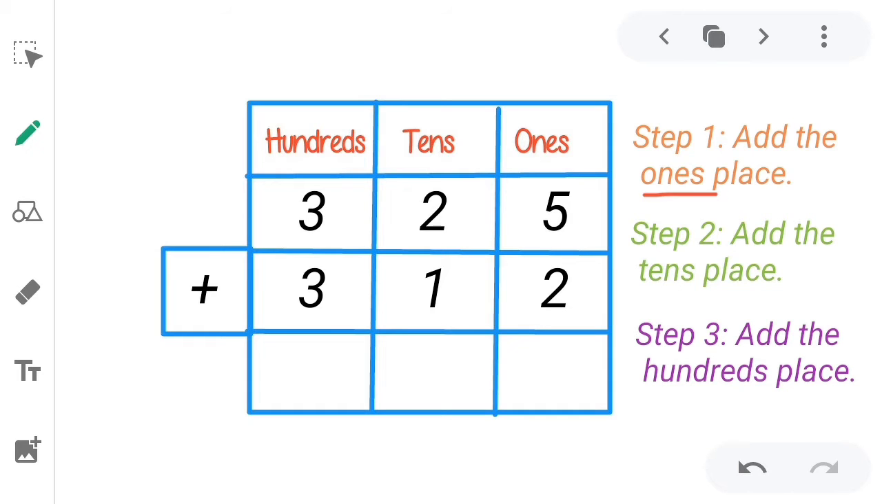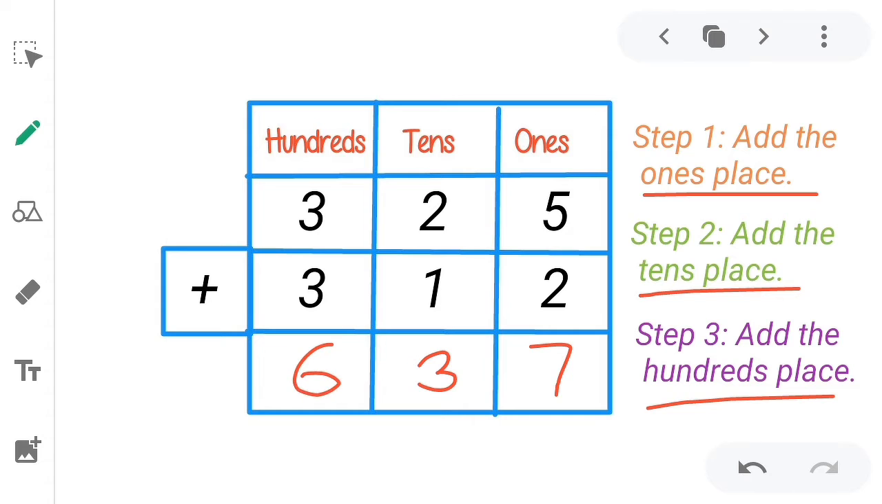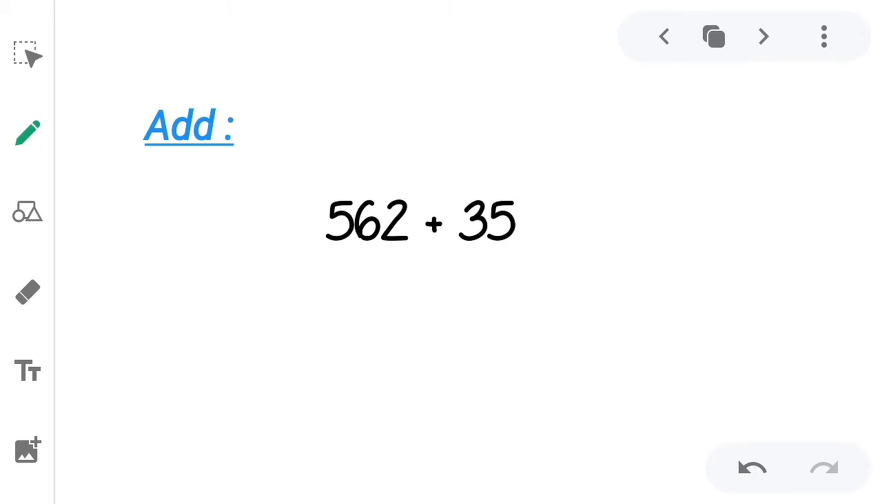Now the first step here is add the ones place. In the ones place we can see we have 5 and 2. So 5 plus 2 will give us 7. The second step is add the tens place. In tens place we have 2 and 1. So 2 plus 1 will give us 3. Now the third step is add the hundreds place. In hundreds place we have 3 and 3. So 3 plus 3 will give us 6. So the answer is 637.